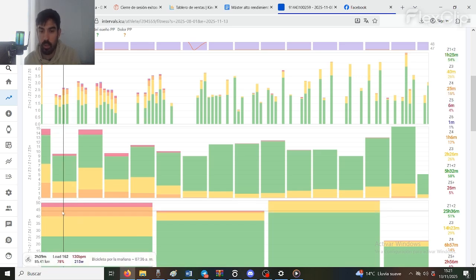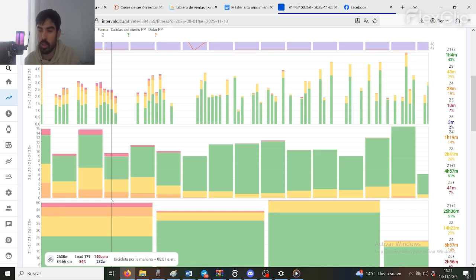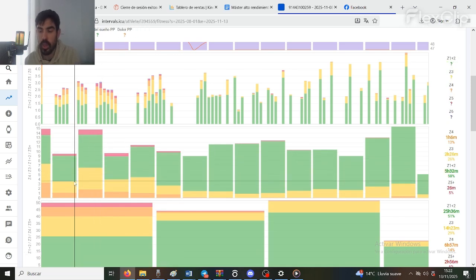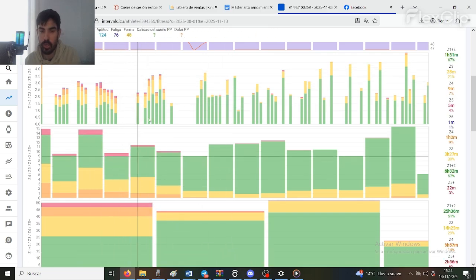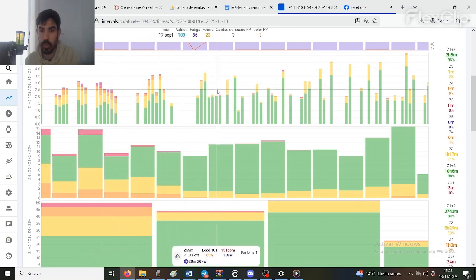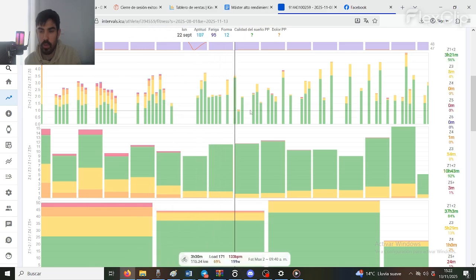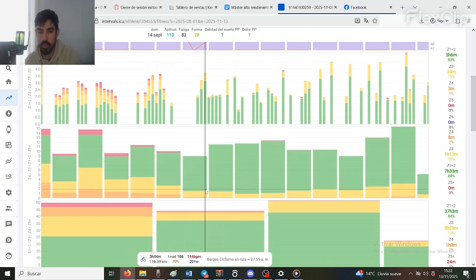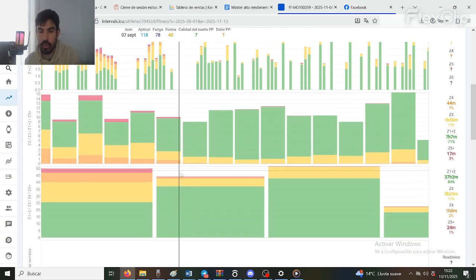And I would like to introduce today a case of training intensity distribution of one of my athletes. This is one of the charts that you can create in Intervals.icu. And here, as you can see, there are three charts. In the first chart, you can see the daily distribution of intensity. The second chart shows a weekly distribution of intensity, and the third one is monthly.